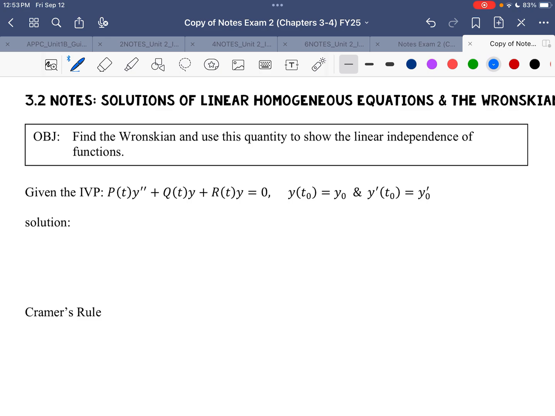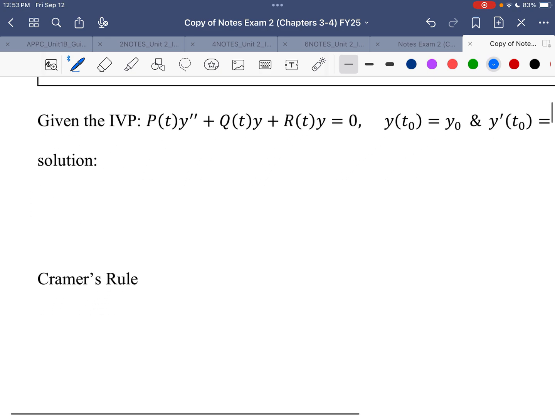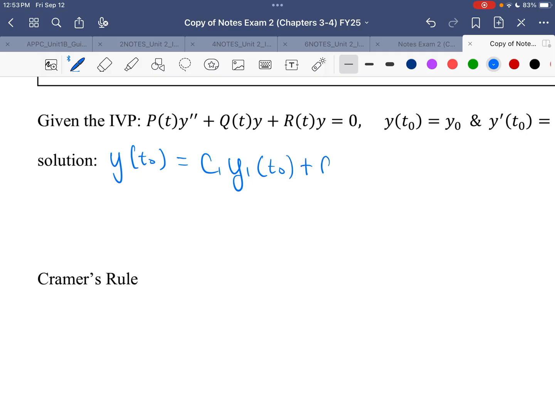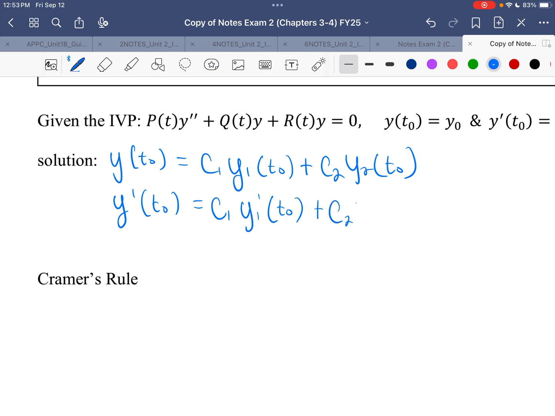So in a second order linear differential equation, we know that our solution at some value of t is going to be equal to c1 y1 at that value of t plus c2 y2 at that value of t, and that the derivative at that same value will have a solution, which, like we were doing in the last section, will create a system of two equations.